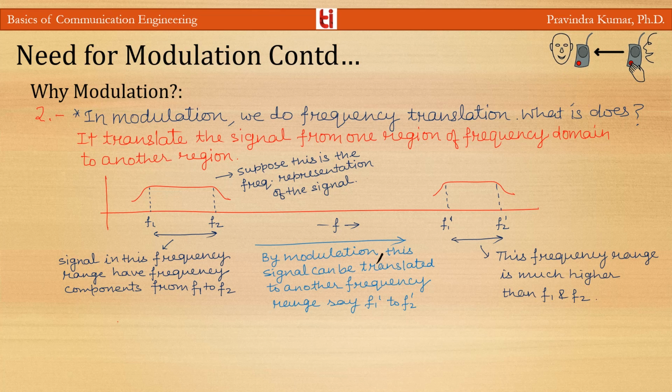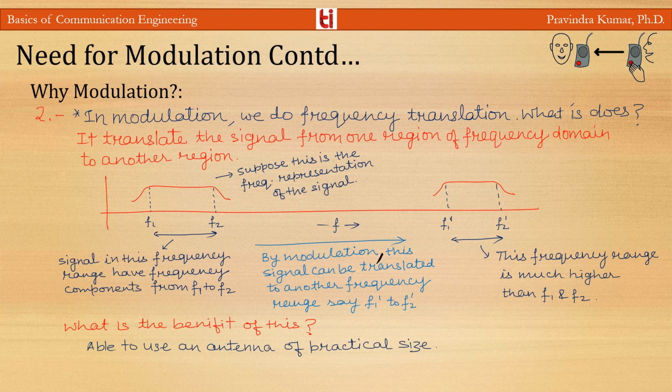Now this is the frequency range, this is much higher than that of f1 and f2. So this is our modulated signal, and we have translated into f1' to f2' frequency range. In this translation, information content of the transmitted signal is such that the original signal can be recovered from it. Now you may ask, what is the benefit of this? One important benefit of this is that you will able to use an antenna of practical size.